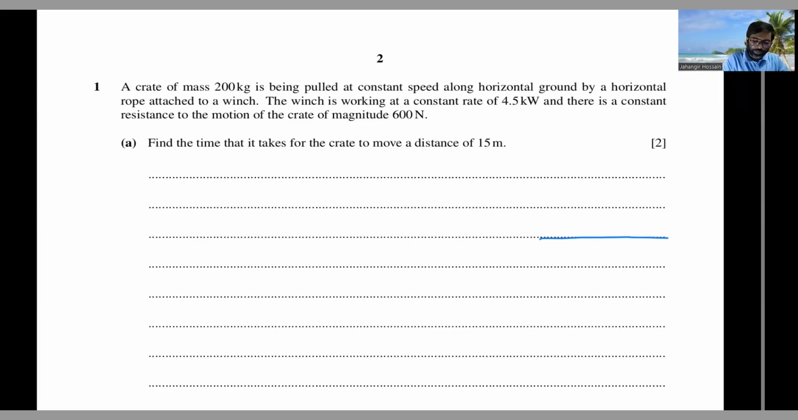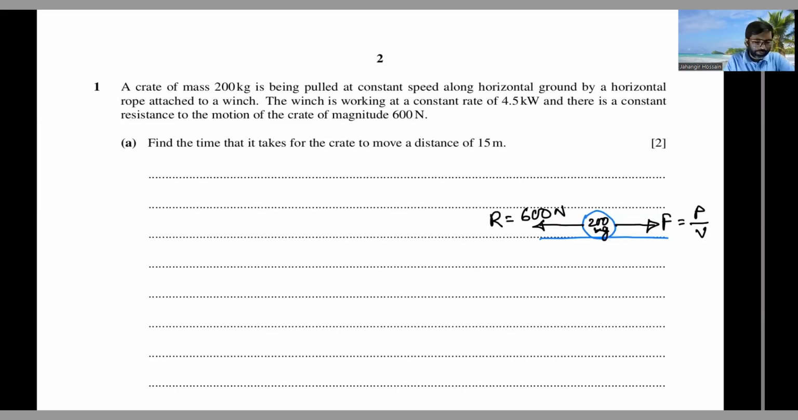It's the crate, and it is pulled by a winch. You apply a forward force F, and F is equal to P by V, power by velocity. Now, there is a constant resistance of magnitude 600 Newton, and the crate has a mass of 200 kg.